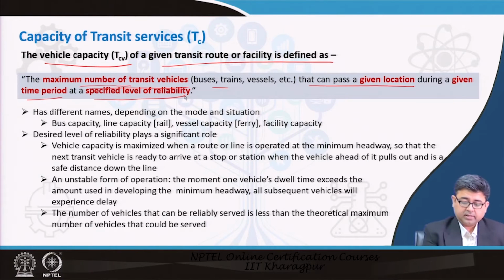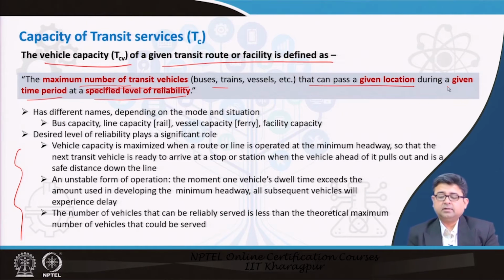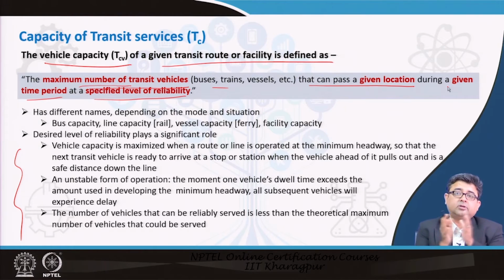Again, there are different reliability levels, different types of time periods. All of those conditions put together give the maximum number of transit vehicles that can pass a given location, right. Now, we are talking about vehicles. From the operator's point of view, the operators have to know what is the vehicle capacity of my system, right. If the operators know how much is the person capacity, then they can easily calculate the vehicle capacity as well. So, they have to match the person capacity to the vehicle capacity, right.